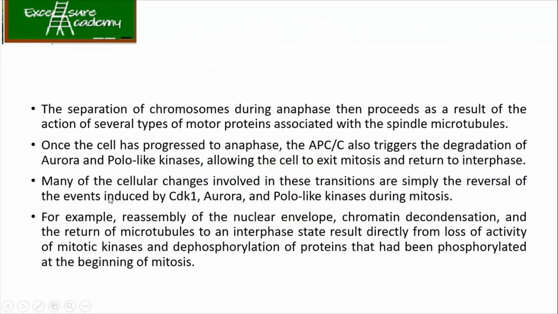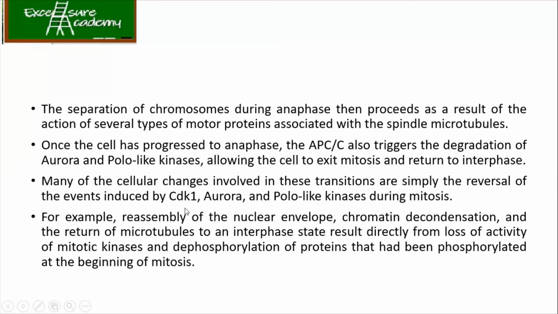Okay, this is the same thing. So the separation of chromosomes during anaphase then proceeds as a result of the action of several types of motor proteins associated with the spindle microtubule. So this we have talked about, okay, motor proteins, dynein and kinesin. So once the cell has progressed to anaphase, APC also triggers the degradation of aurora and polo-like kinase, which will allow the cell to exit the mitosis and enter the interphase. So many of the cellular changes involved in these transitions are simply the reversal of the events induced by CDK1, aurora and polo-like kinases during mitosis.